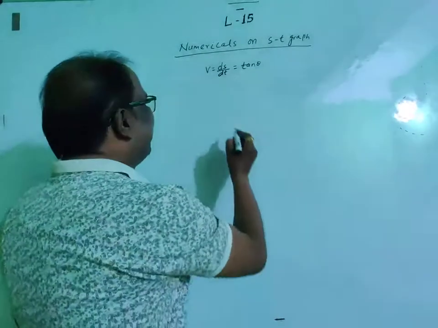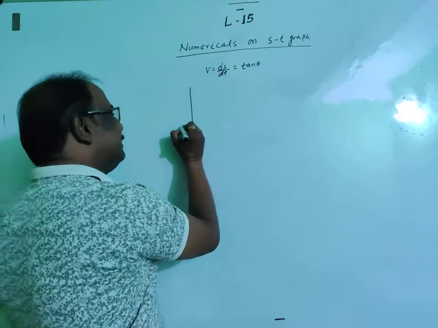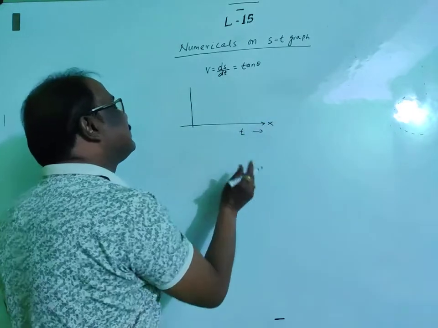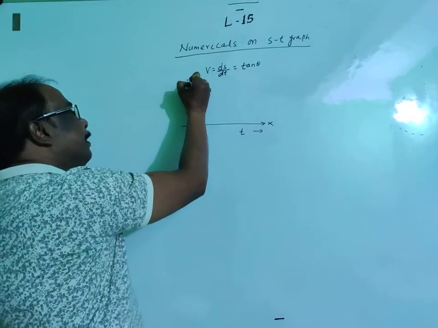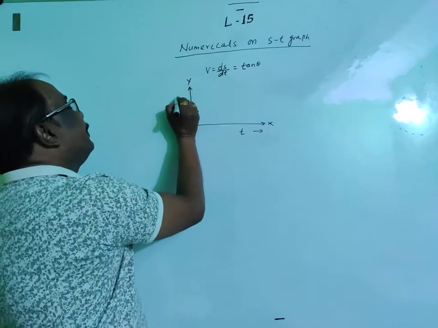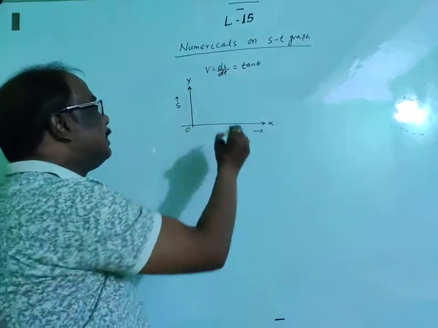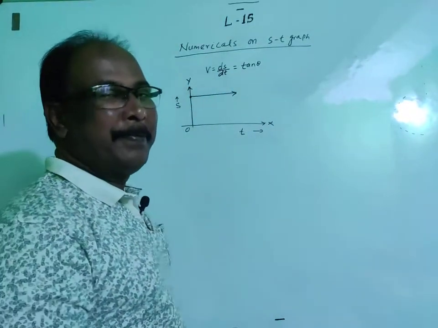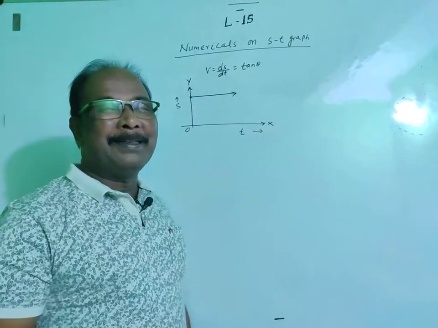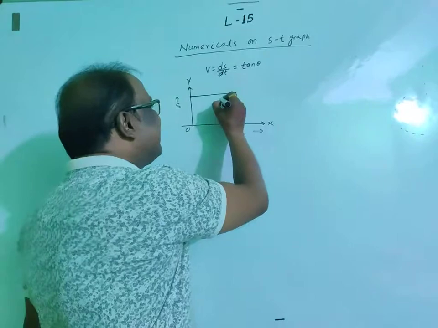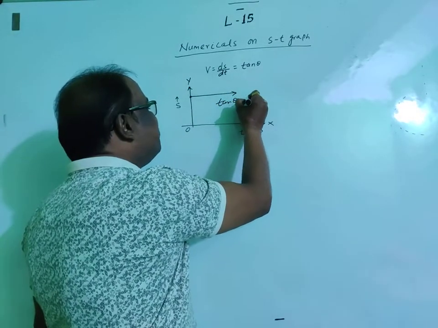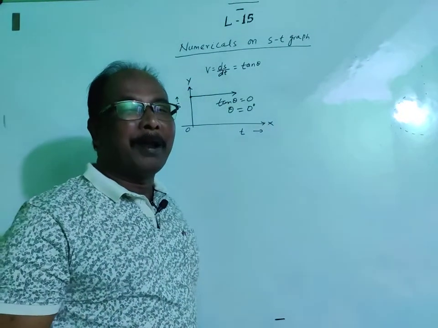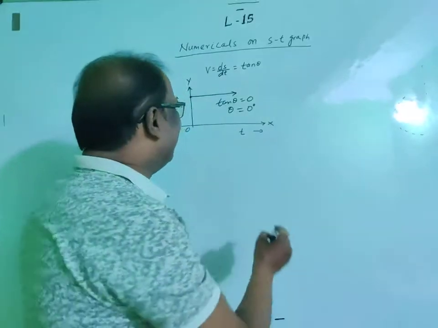Let me recall: on the x-axis we show the variation of time, and on the y-axis the variation of displacement. Our first graph is for a body at rest. If a body is at rest, then the graph is a straight line parallel to the time axis, and here tan theta is 0, meaning theta is 0 degrees.